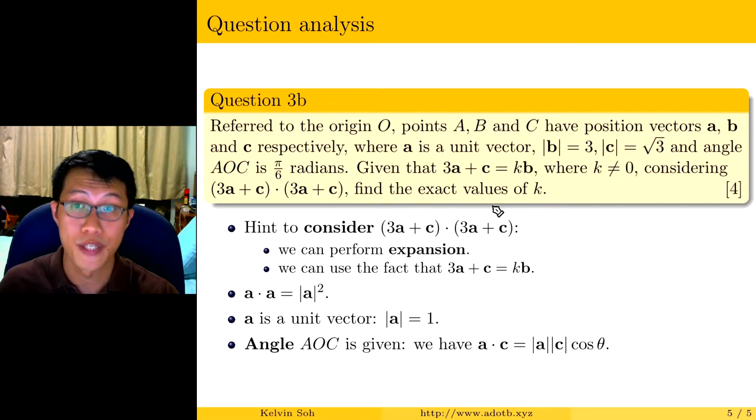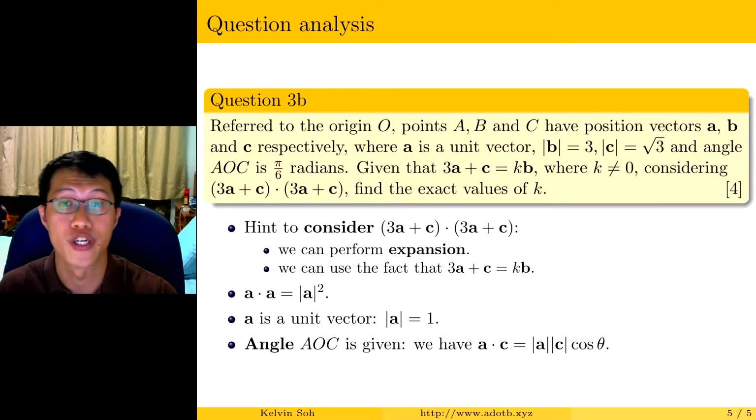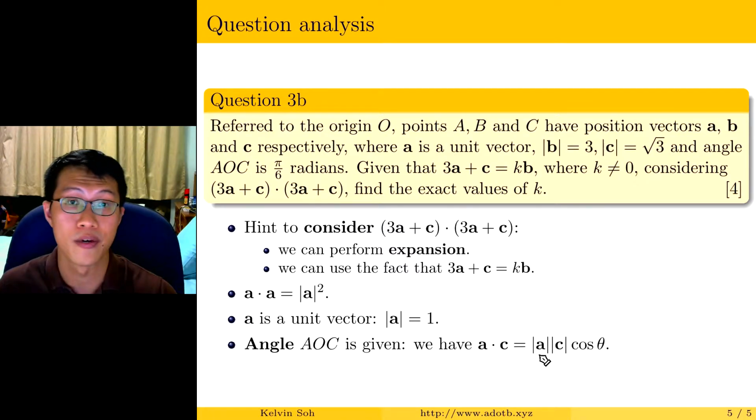So the other way to proceed is to use the fact that 3a plus c is equal to kb. So we will plug in kb into this item we are asked to consider and proceed from there with the usual expansion. We are also given the angle for AOC, so when we are given angles, the dot product formula will be quite useful. We have the fact that a dot c is mod a mod c cosine theta, and theta happens to be pi over 6 for this question. So with that, let's proceed to the solution.